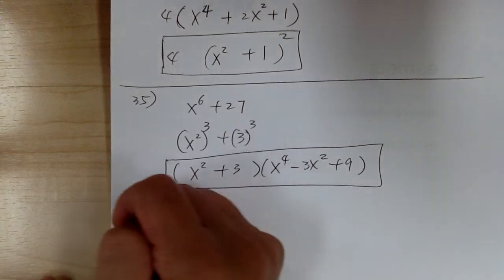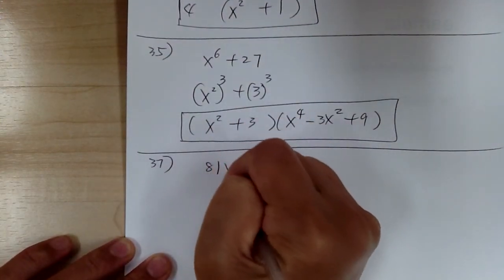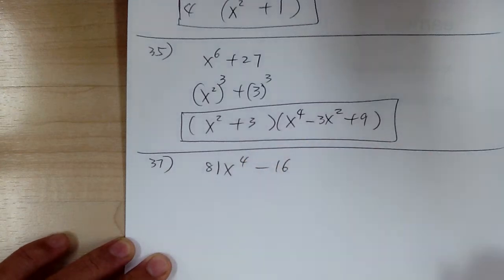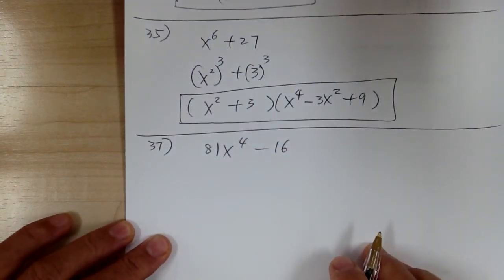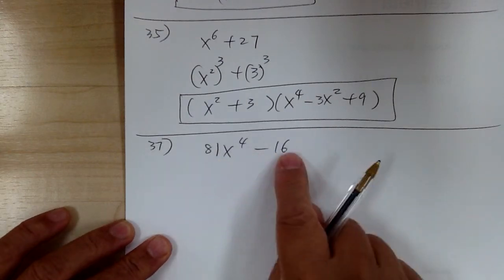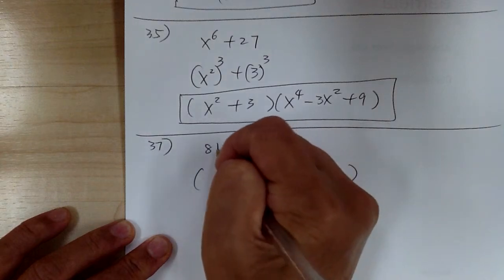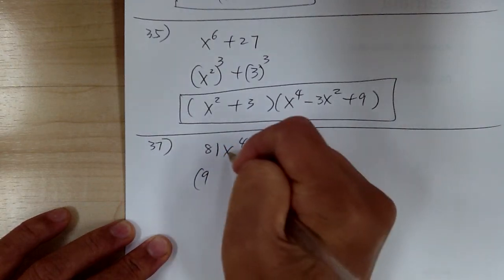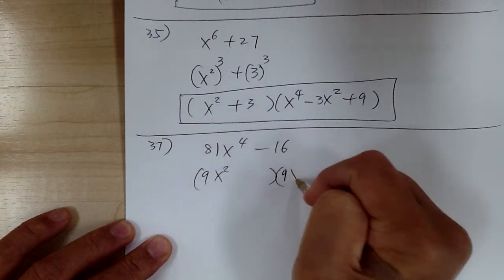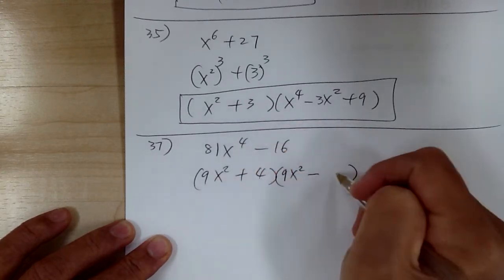Okay, let's go to number 37. You got 81x to the 4 minus 16. So step 1, common factor, cannot. So you go to step 2, perfect difference of squares. Yes, this is a difference of squares. So to get 81, you're going to get 9 and 9. To get x to the 4, you're going to get x squared, x squared. To get minus, you get plus times minus. You're going to get 4 and 4.